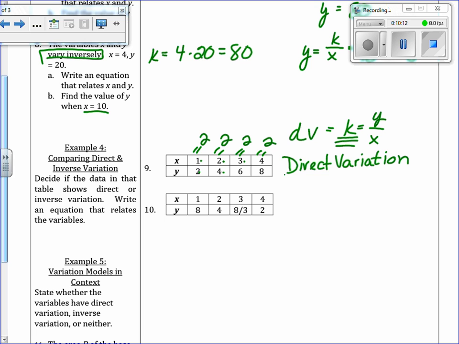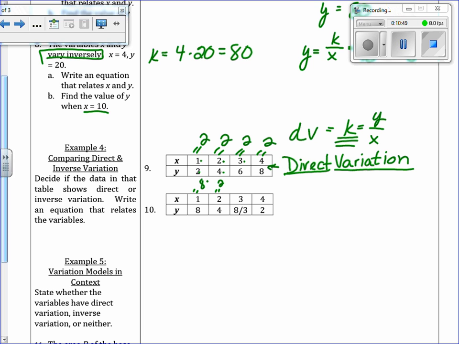This is showing me direct variation right here, because every time I divided my y value by my x value, I got the exact same constant. Okay, so let's go ahead and test this next one. Let's start off with direct variation. We'll say y divided by x. 8 divided by 1 equals 8. 4 divided by 2 equals 2. 8/3 divided by 3, that's going to be 8. And 2 divided by 4, that's 1/2. And I might have messed up on that math there.